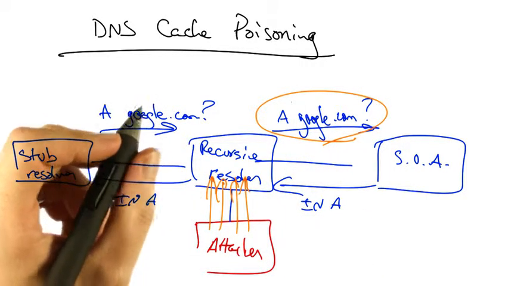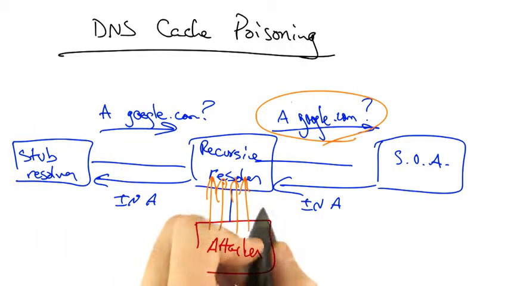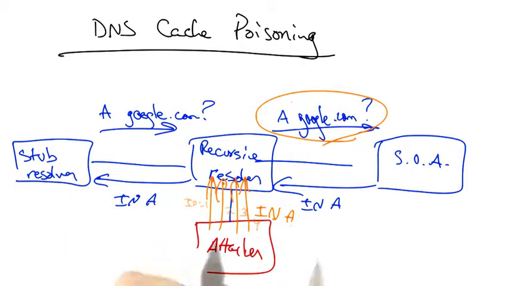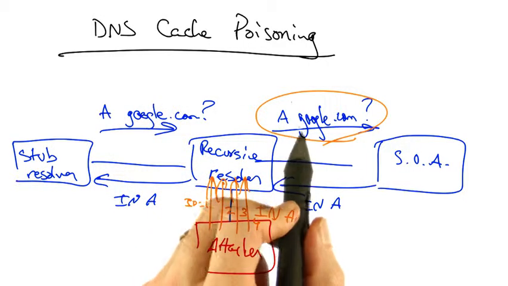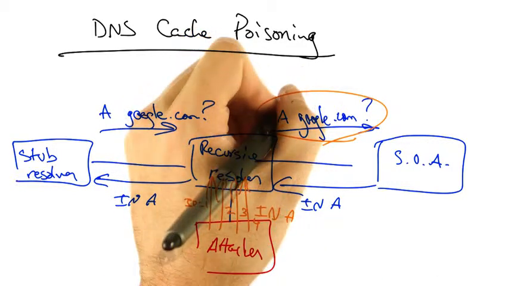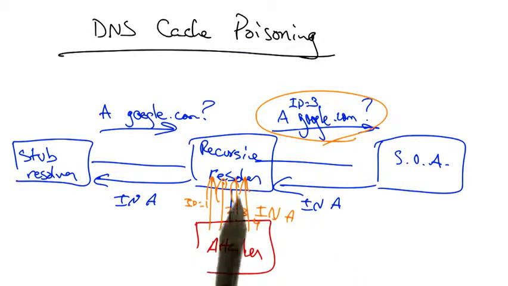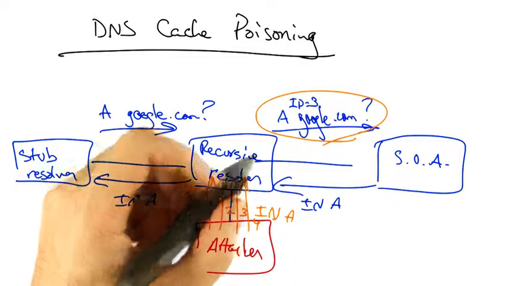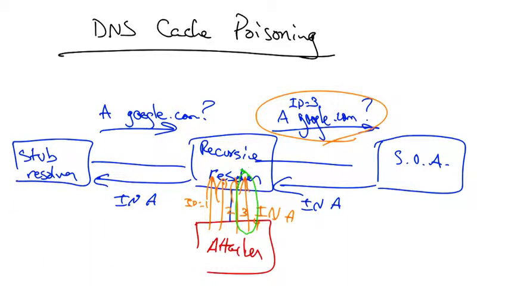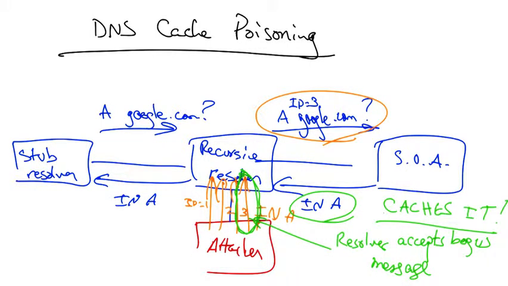attacker can simply reply with multiple specially crafted replies, each with different IDs. Although this query has some query ID, the attacker doesn't need to see that query because the attacker can simply flood the recursive resolver with a bunch of bogus replies, and one of them, in this case, the response with ID 3, will match. As long as this bogus response reaches the recursive resolver before the legitimate response does, the recursive resolver will accept this bogus message, and worse, it caches the bogus message.